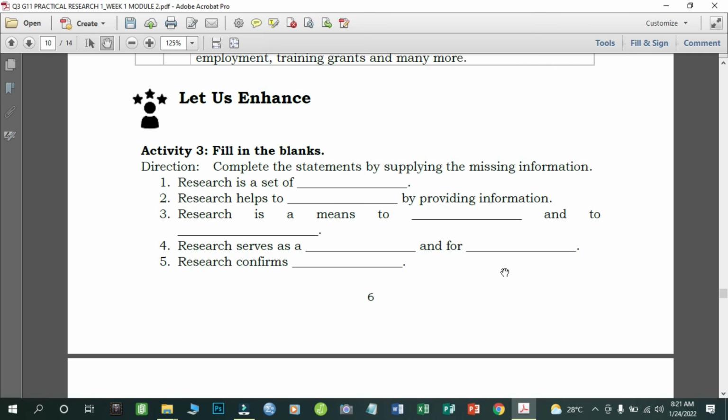Okay, then last, number 5, research confirms blank. Okay, the correct answer is, research confirms certainty. Okay, I hope you got all the correct answers.